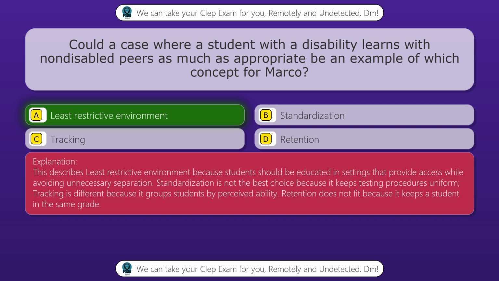This describes least restrictive environment because students should be educated in settings that provide access while avoiding unnecessary separation. Standardization is not the best choice because it keeps testing procedures uniform. Tracking is different because it groups students by perceived ability. Retention does not fit because it keeps a student in the same grade.